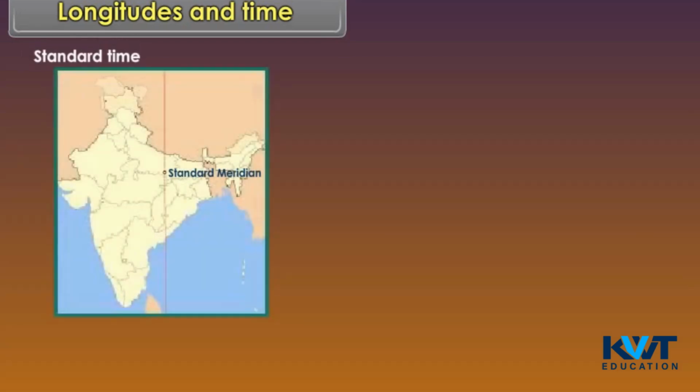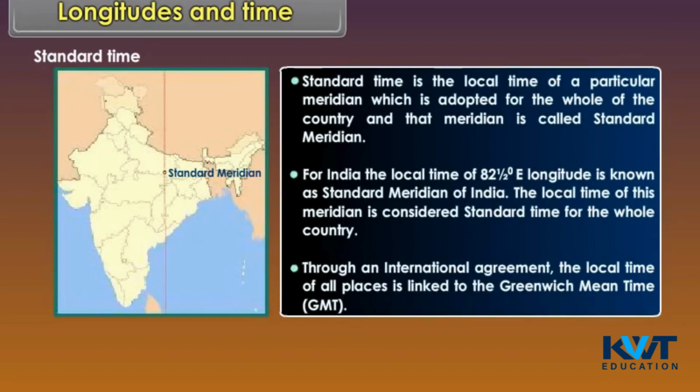Standard time. Standard time is the local time of a particular meridian which is adopted for the whole of the country, and that meridian is called Standard Meridian. For India, the local time of 82.5 degree east longitude is known as Standard Meridian of India. The local time of this meridian is considered standard time for the whole country.